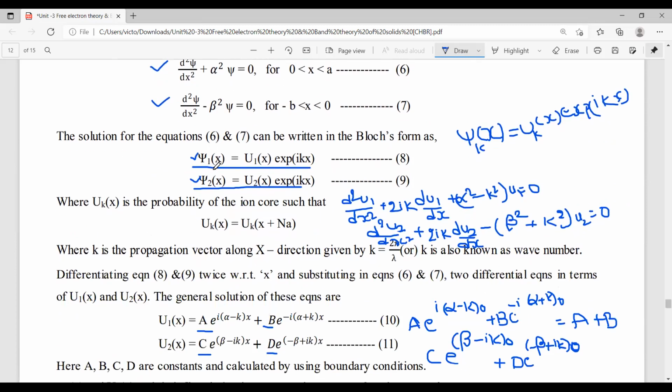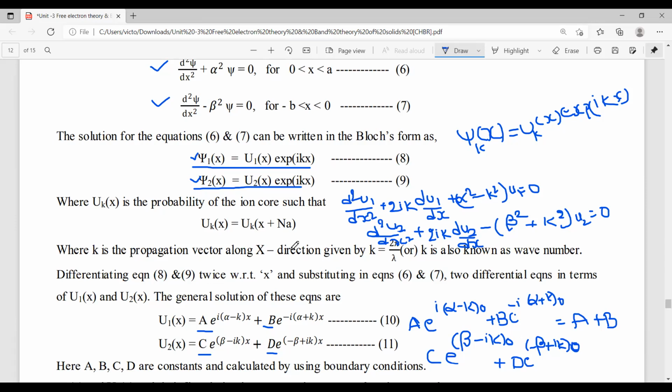Now, the very important step is differentiating equation 8 with respect to x two times and substituting equation 6. We get the expression in terms of u1 as d square u1 by dx square plus 2ik du1 by dx plus (alpha square minus k square) u1 equal to 0.